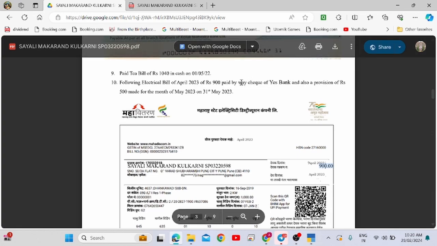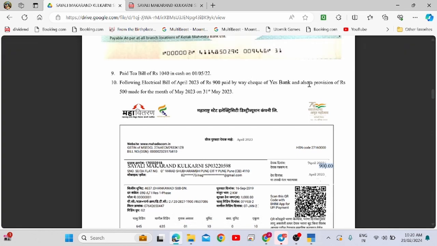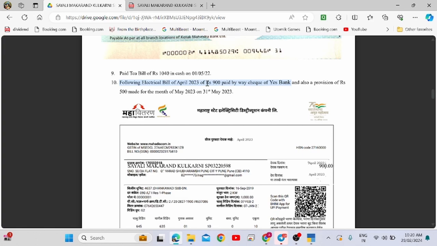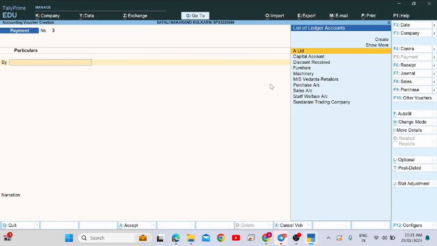Through check, by way of a check of S Bank, correct. In this transaction we have two parts. Just first focus on the first part, this part. A following electricity bill of April of rupees 900 paid by way of a check of S Bank. Don't pass both entries at a single time in Tally. Correct. First part first entry, second part second entry. Like this we'll proceed. Electricity bill entry 900 rupees.